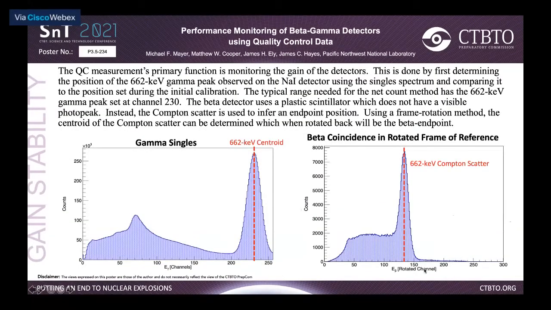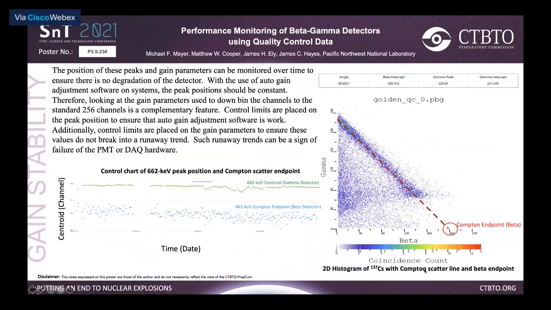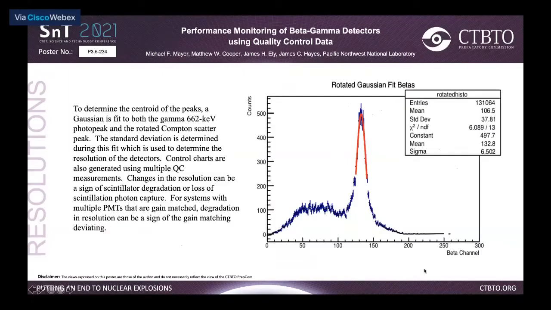We look at the peak positions to look at the gain, but we also use this to look at control charts to make sure that over time the centroid positions do not drift. We also fit Gaussian equations to the 662 peak, as well as a rotated beta gamma, the Compton scatter peak, to look at the resolution of the detector over time. And we also make control charts with that.